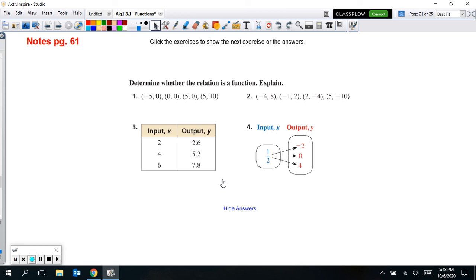So let's do 1 through 4 first. Determine whether the relation is a function. Go ahead and do 1 through 4, and then I'll show you the answer there. So pause the video, answer 1 through 4 on page 61, and then I'll show you the answers.